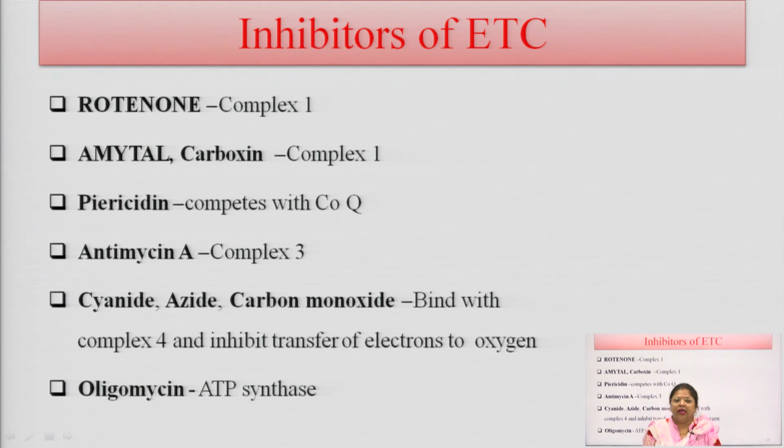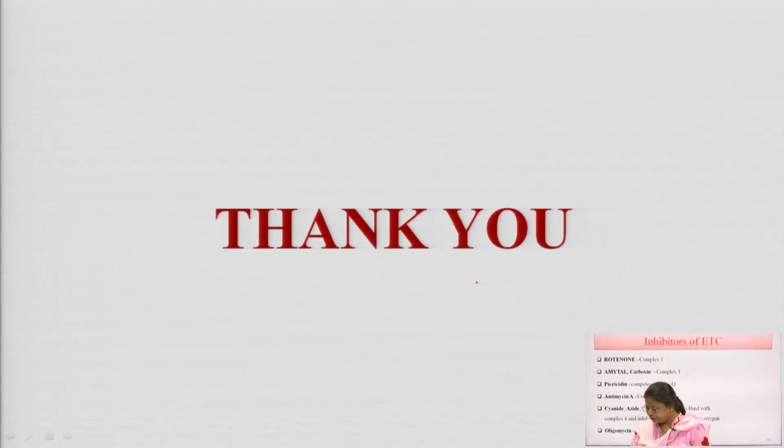So, these are the inhibitors: rotenone inhibits complex 1, amytal and carboxin inhibit complex 1, piericidin competes with coenzyme Q, antimycin A inhibits complex 3, cyanide, azide and carbon monoxide bind with complex 4 and inhibit the transfer of electrons to oxygen, and oligomycin inhibits ATP synthase.